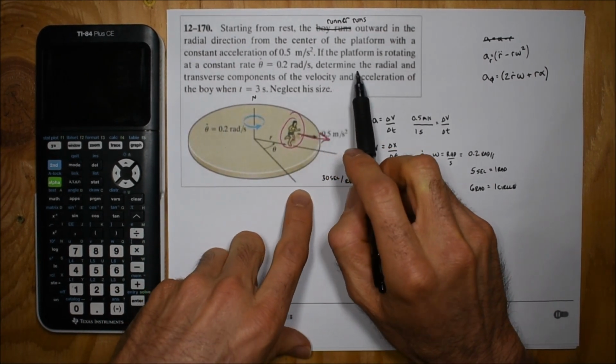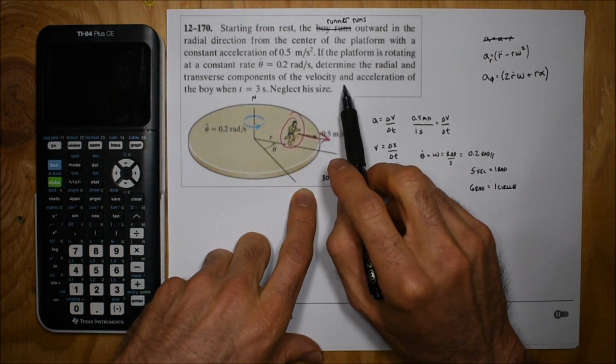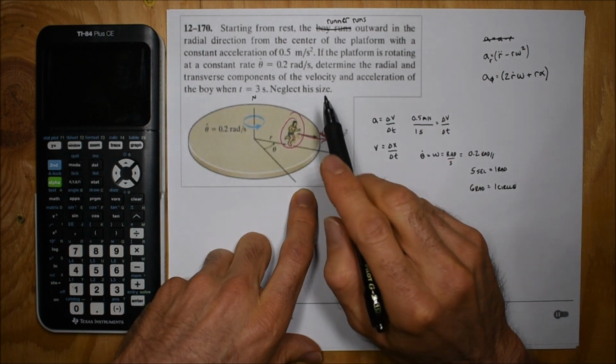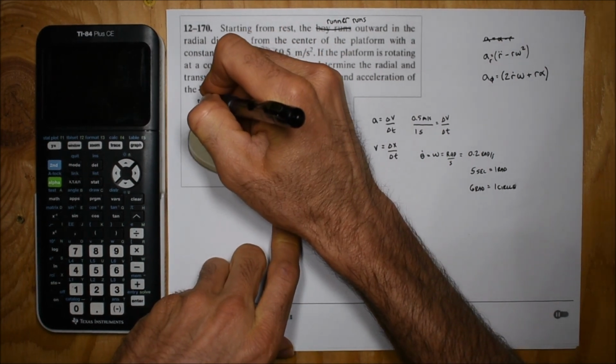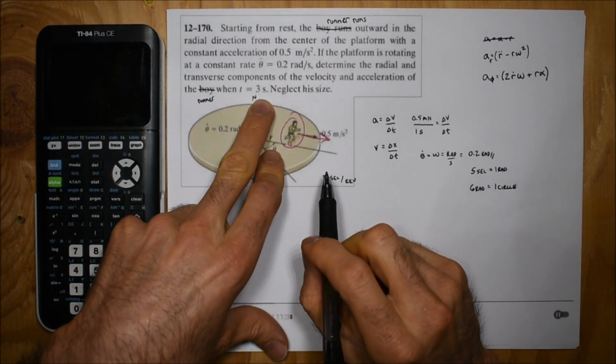Determine the radial and transverse components of the velocity and acceleration of the runner when t is equal to 3 seconds.